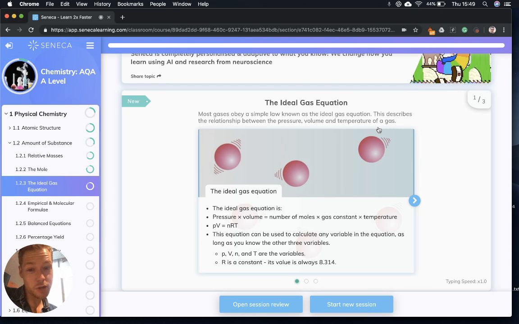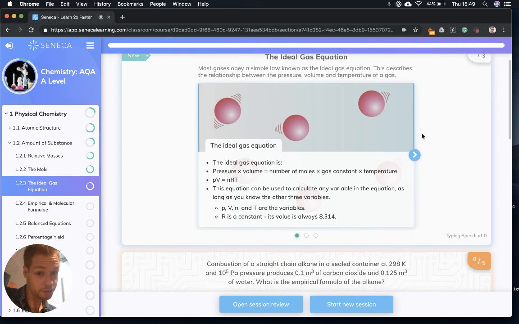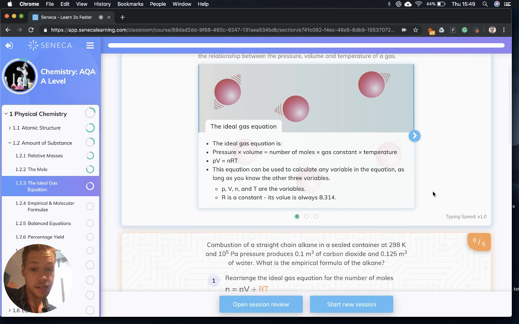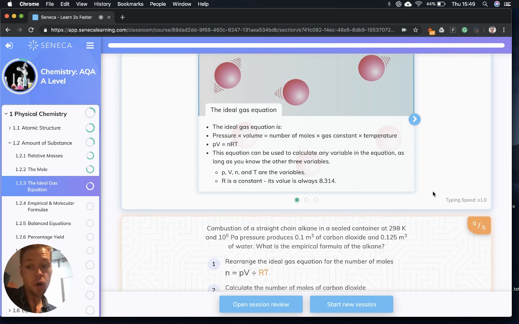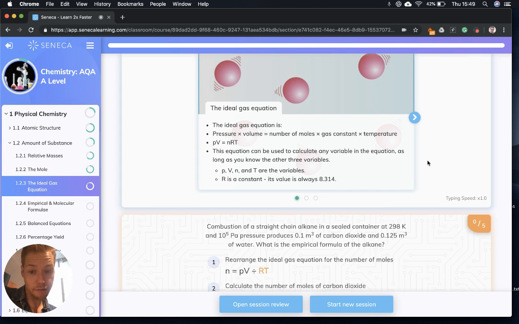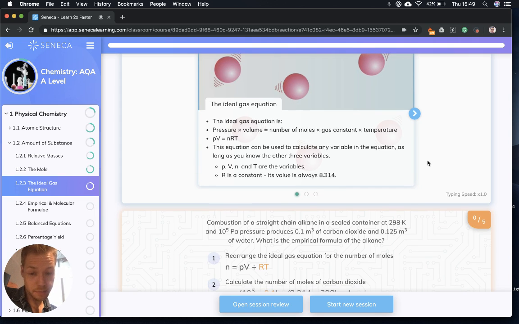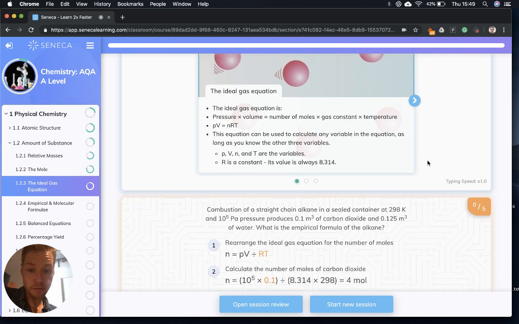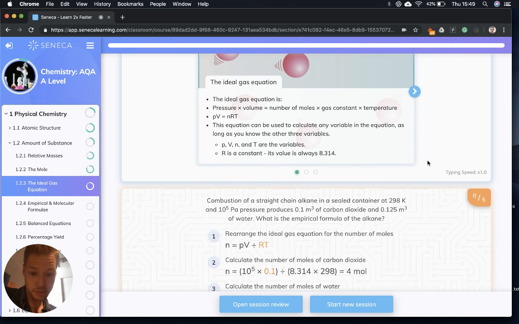So, most gases obey a simple law known as the ideal gas equation. This describes the relationship between the pressure, volume, and temperature of a gas. Now, the ideal gas equation is pressure times volume equals number of moles times gas constant times temperature. And often we write this as PV equals nRT. Now, this equation can be used to calculate any variable in the equation as long as you have the three other variables. So P, V, n, and T are the variables, but R is always constant, okay?